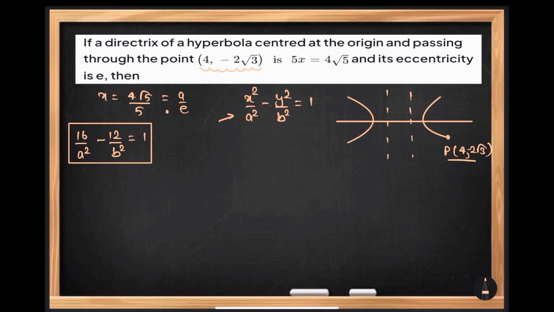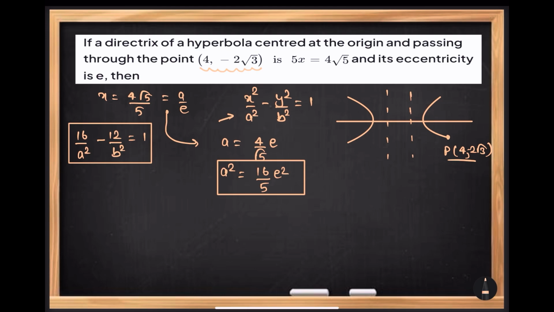Now look at this. From here can I say that a will be equal to 4 by root 5 e. I'll square both sides. So a square will be equal to 16 by 5 e square. So we got a in terms of e. Now I want b in terms of e.